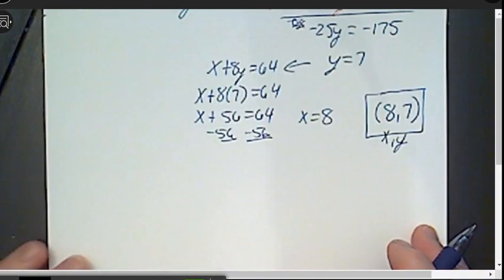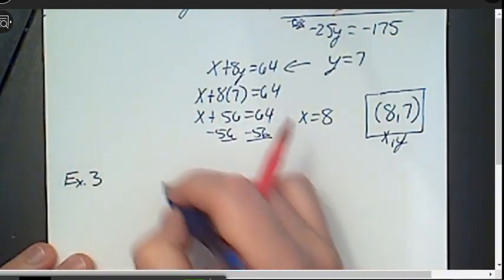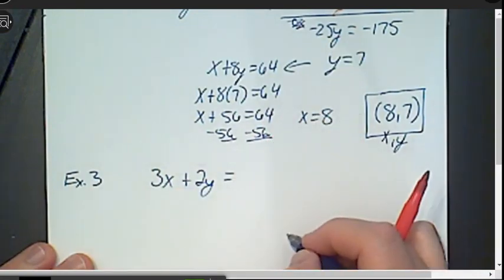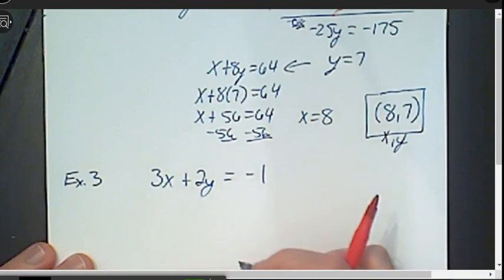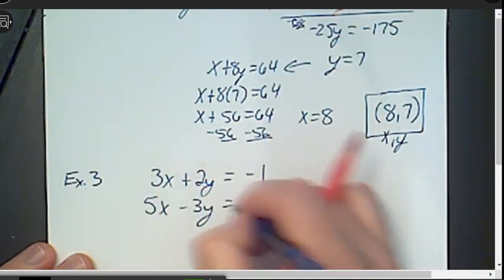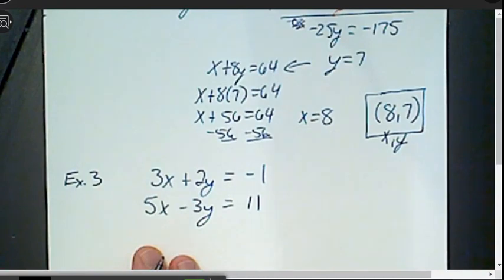Okay, so here's example 3. This is the worst case scenario. So we've got 3x plus 2y equals -1, and then 5x minus 3y equals 11.